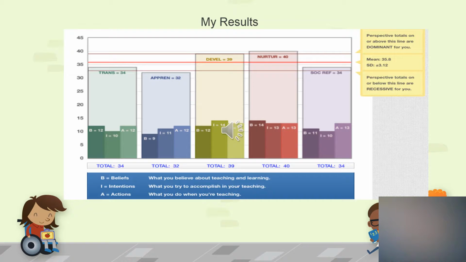Although transmission and social reform are both below the mean level, it is not below the recessive level, which can still be considered my backup perspectives according to TPI. So this means that teachers should always encourage critical and higher order thinking skills in students to achieve mastery of subject content.